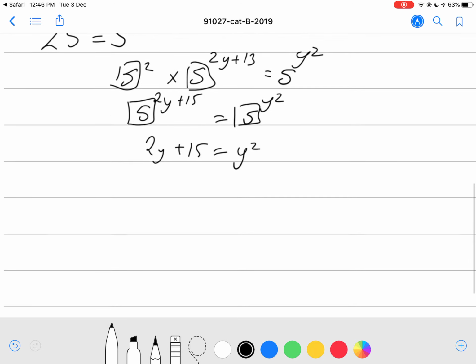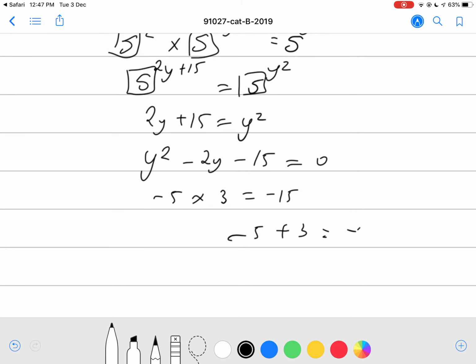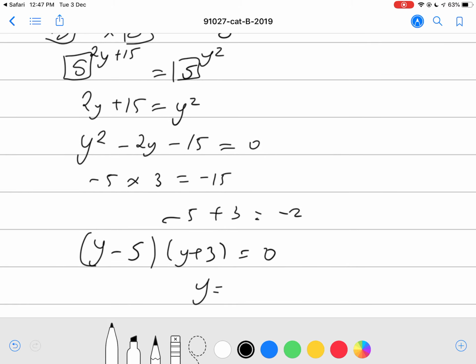And then if we rearrange for 0, we can solve the quadratic. So we'll say y squared minus 2y minus 15 equals 0. So what multiplies to negative 15 and adds to negative 2? So we have negative 5 times 3 is negative 15, and negative 5 plus 3 is negative 2. So those would be our two numbers. So we'll say that y minus 5 multiplied by y plus 3 equals 0. So therefore, our y value equals 5 or negative 3.